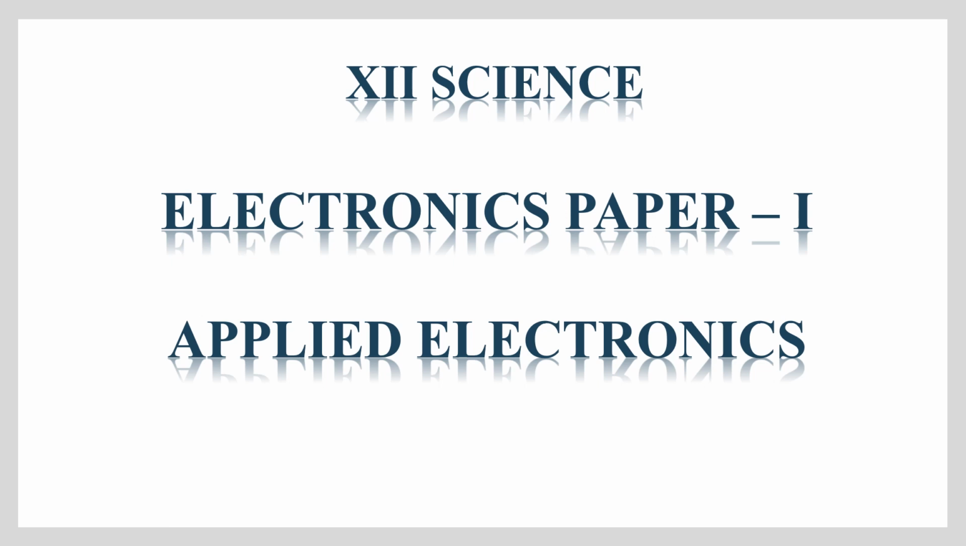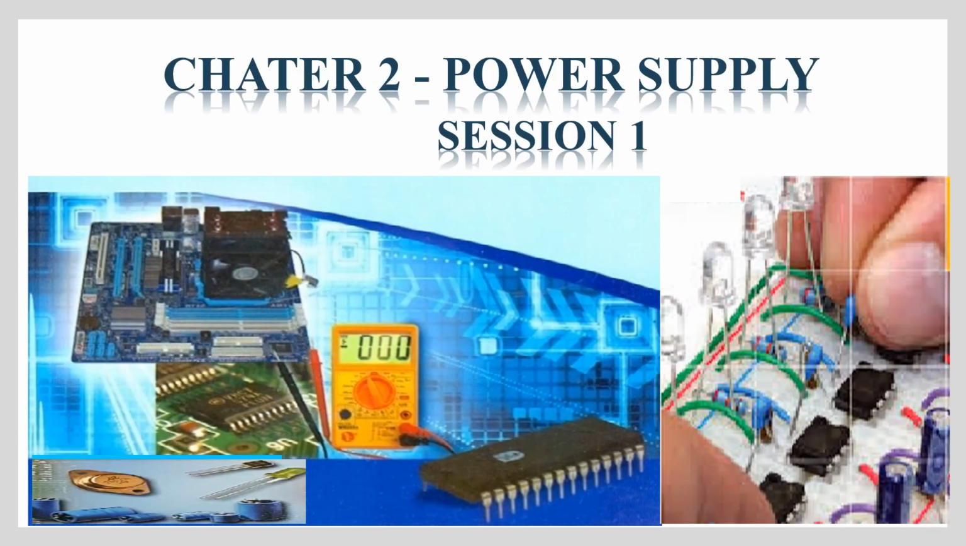Student, we have already started with Electronics paper 2 and completed one chapter, that is Logic Gates. Today we'll be starting with Electronics paper 1, that is Applied Electronics. Let us start with the second chapter, that is Power Supply, session 1. Let us proceed.